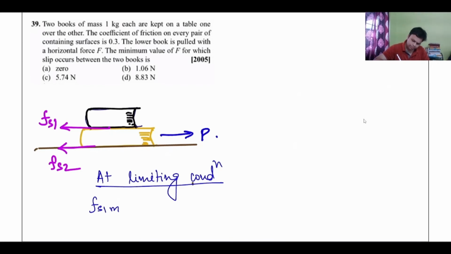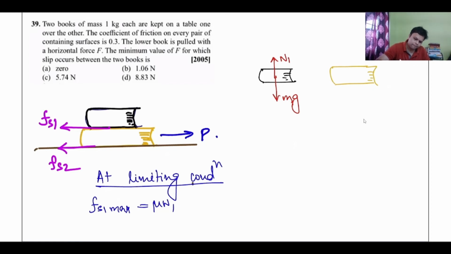Fs1 max is equal to mu into N1. What will N1 be? If I draw the similar kind of question, I think we have done in last video. The concepts are getting repeated. You see, the concepts are getting repeated, isn't it? So mg, N1, m1g let me say, right? And if you draw the next book, m1g.